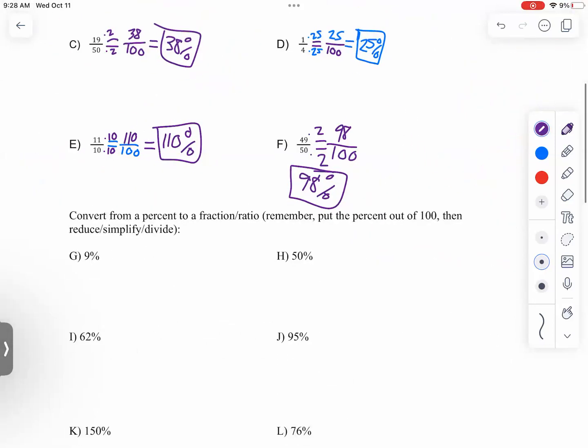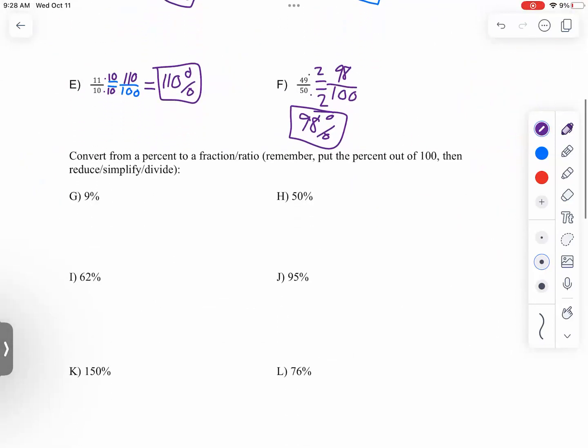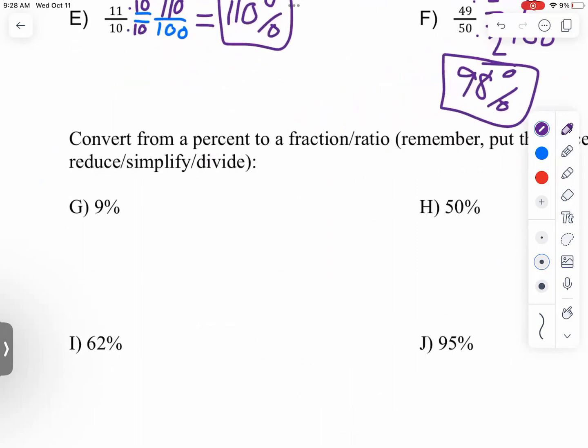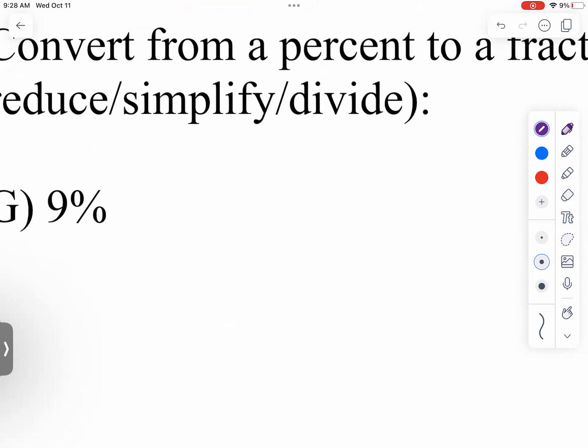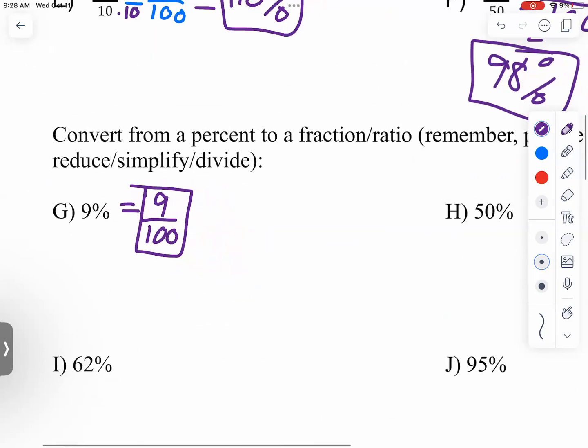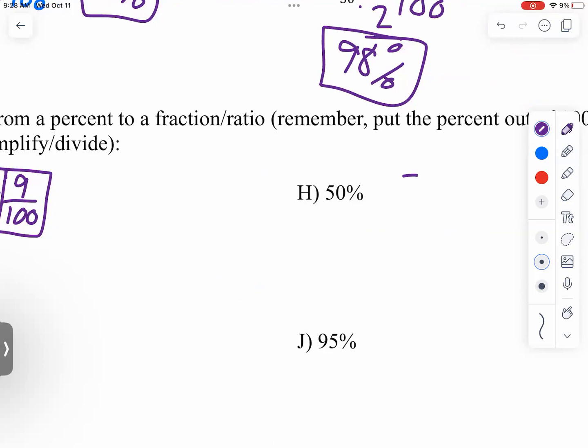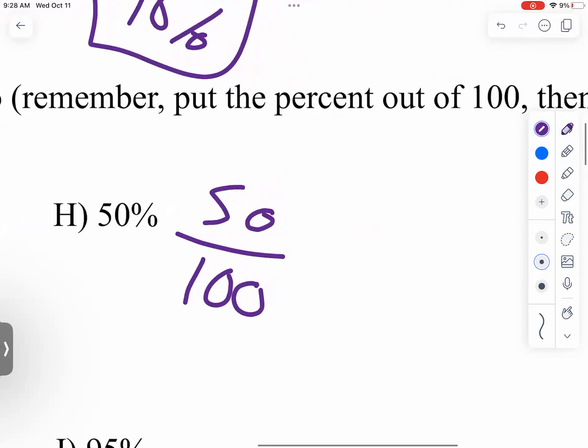All right, now we're going to go the second half. We're going to go the other direction. So now we're going to go from a percent to a fraction or ratio. So we're going to put it over 100 and then simplify or reduce if we can. 9% means the first thing we're immediately going to do is put it over 100. 9 and 100 have no common factors. Therefore, that's the answer. 50%, we put 50 over 100, and that will reduce all the way by 50 to be 1/2.